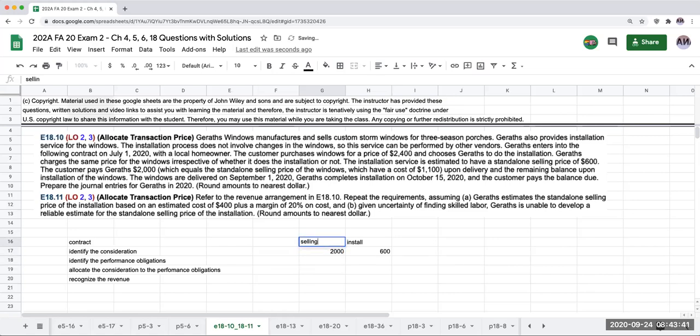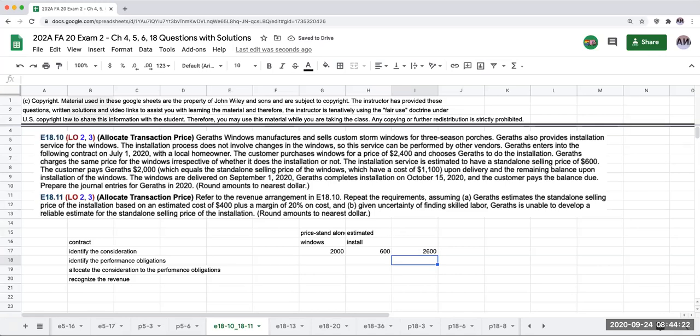Okay, so we'll call this the windows. Estimated. So over here again, the installation service is estimated to have a standalone price of $600. For the windows, the customer pays $2,000, which is a standalone selling price of the windows. Okay, so when I add these two numbers up, meaning this is really the full retail price, this gives me $2,600.